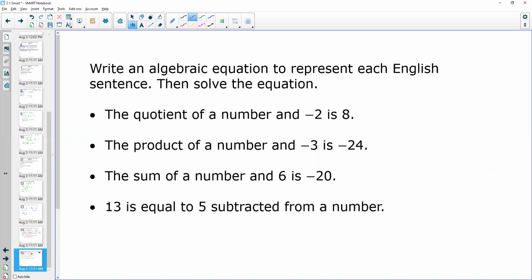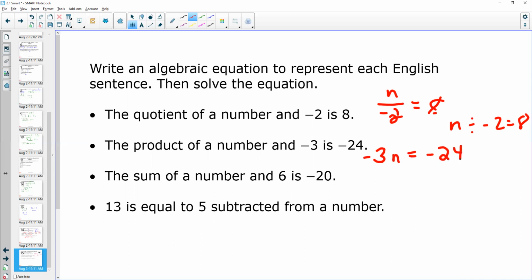You try them yourself. See what happens. Take a beat and do the work. Okay, I'm assuming you paused and you did. The quotient of a number and negative 2 is 8, so I could do n divided by negative 2 equals 8. The product of a number and negative 3 is negative 24. So negative 3n equals negative 24.